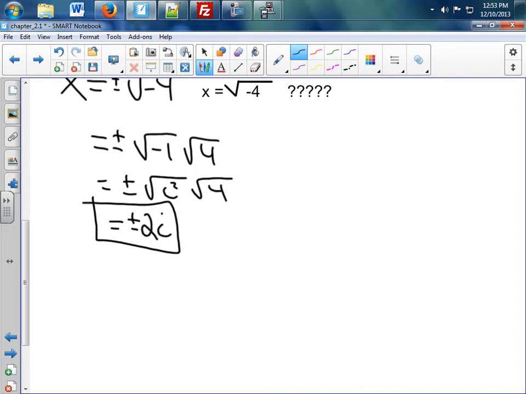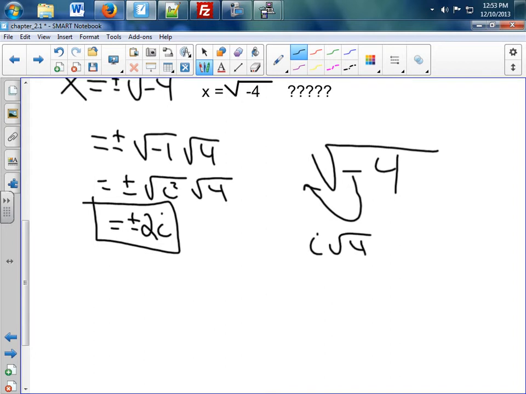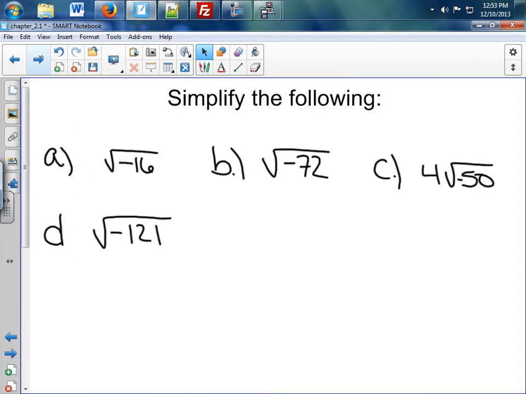In other words, this is a long way to break it up. The quick way is to just take out an i. I'm left with the square root of 4. And what is the square root of 4? 2. Okay. So I have a few of these for you to try. Go ahead and try those.